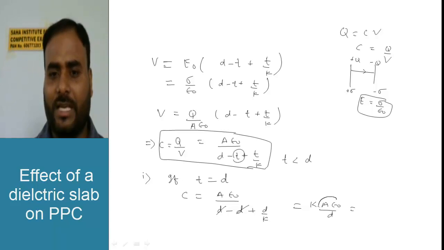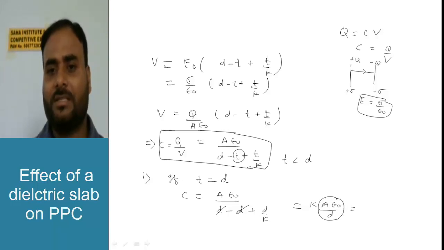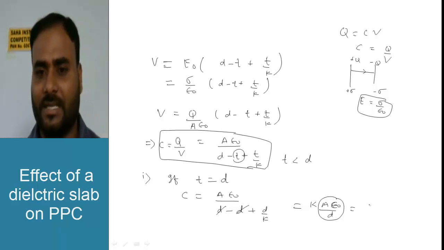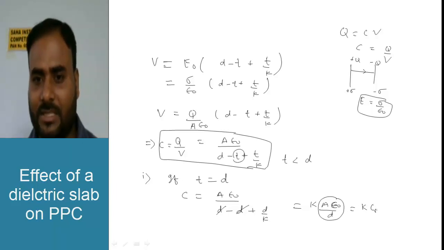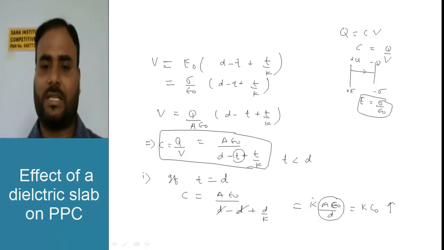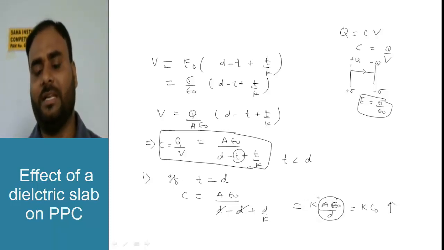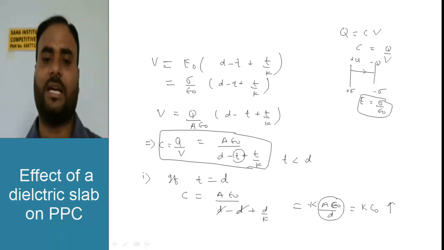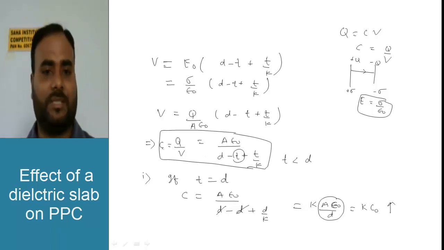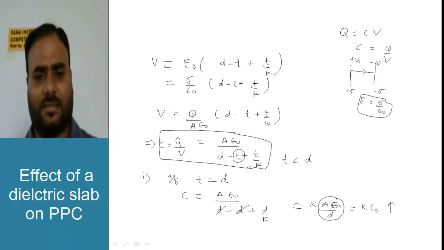But we know that this K A epsilon naught by D is the capacitance of a parallel plate capacitor when there was no medium between the plates. It means it was free space. So if I write it as K times C naught, then we have seen that if the entire medium occupies the entire space between the plates, the capacitance will increase by K times. Whereas the capacitance has still increased by inserting a medium, but not by K times.